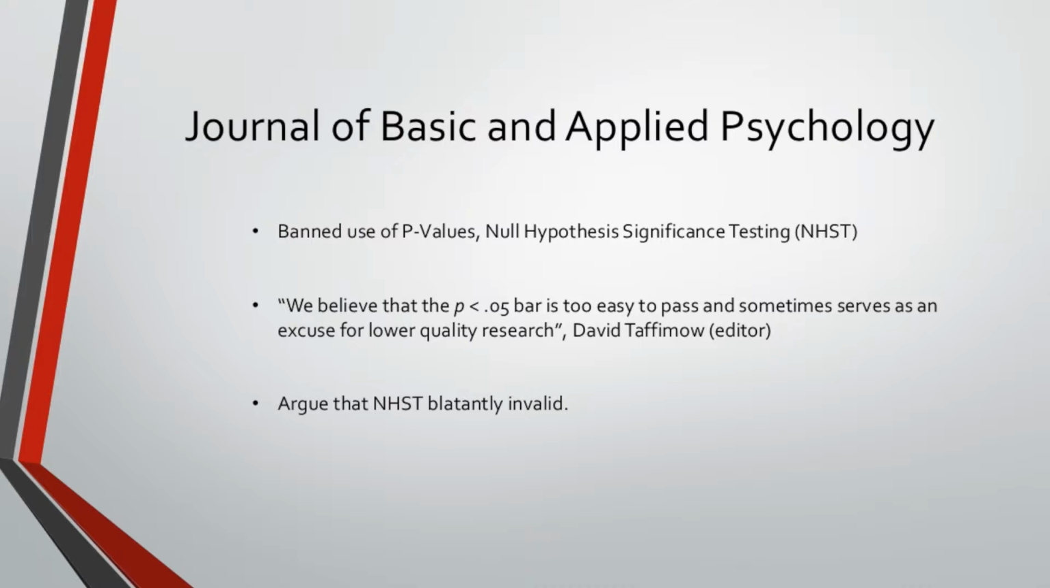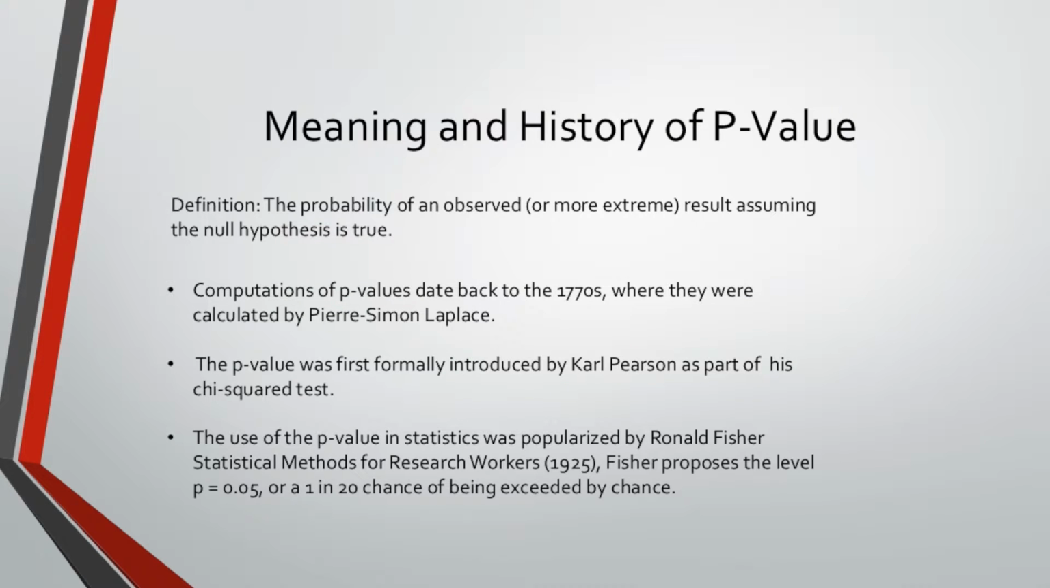Okay, so where is this movement to ban the p-value coming from? What I want to do is start with how we go about thinking about what the p-value is. What is it? What is it good for? And then what are the issues with it? And then how can we go ahead and use them? So a little bit about the meaning and the history of the p-value.